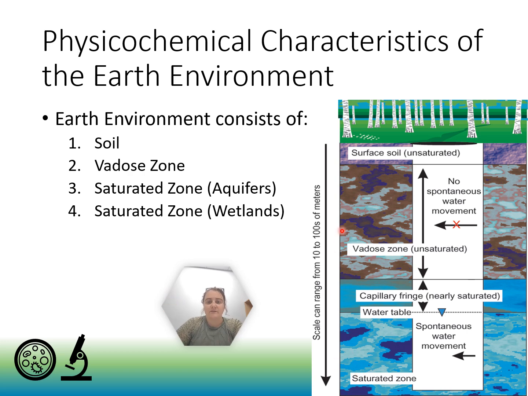So these different layers are not only about depth, but they're about how much water is there. And the saturated zone for us, it could either be a groundwater aquifer or it could be wetlands, and both are relevant to us as environmental engineers.